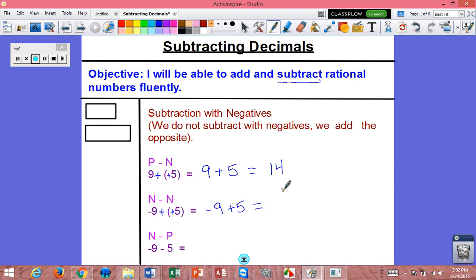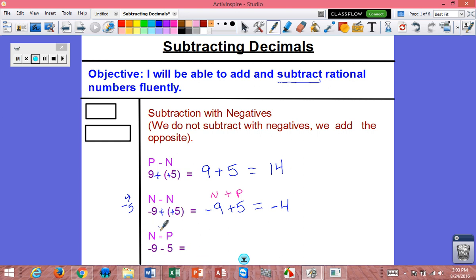Now, in our last video, we discussed that if you have a negative plus a positive, and let me write that above it, negative plus a positive, really what you're going to do is you're just going to subtract the numbers. So if you were doing normal subtraction, 9 minus 5 would be 4. And then you want to take the sign of the higher number. So if it was actually 9 minus 5, 9 is the higher number, which is negative. So you're going to have a negative 4 as your answer.